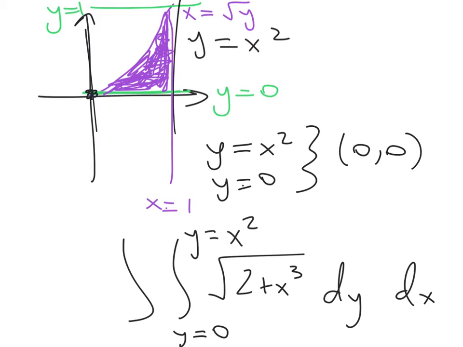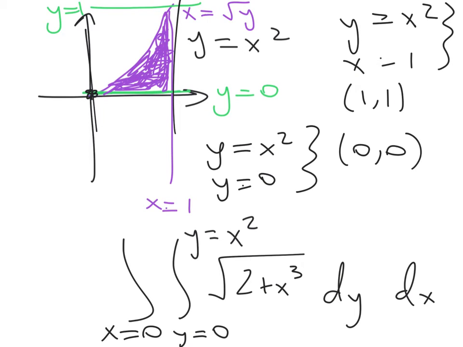That happens at (0, 0). And y equals x squared intersecting x equals 1, which happens at (1, 1). So we have x equals 0 up to x equals 1. So these are our new bounds. We're going from y equals 0 to y equals x squared.